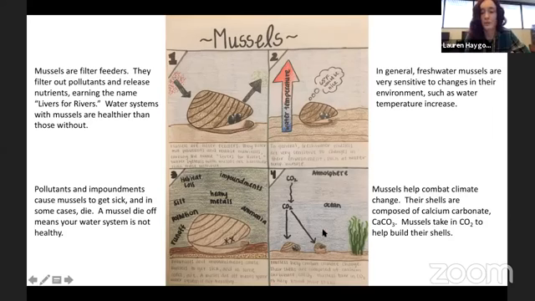And then mussels help combat climate change. Since their shells are composed of calcium carbonate, they can take in CO2 to help build their shells. So they can store CO2 from the atmosphere, even in the water, in their shells as they grow.